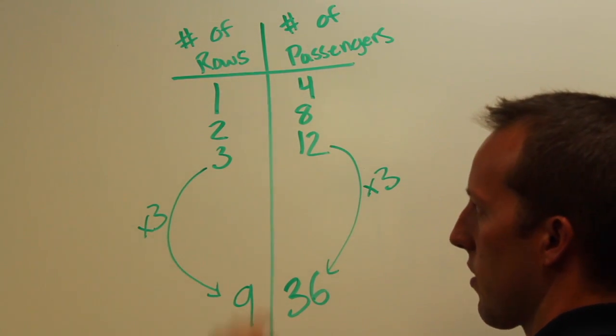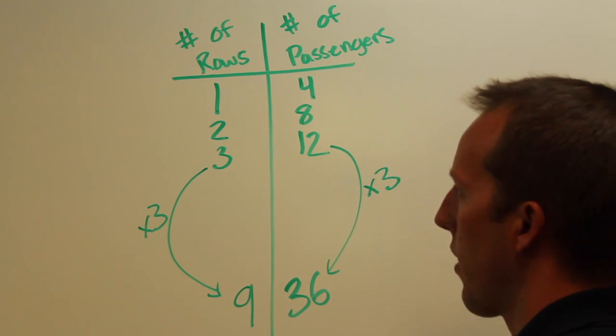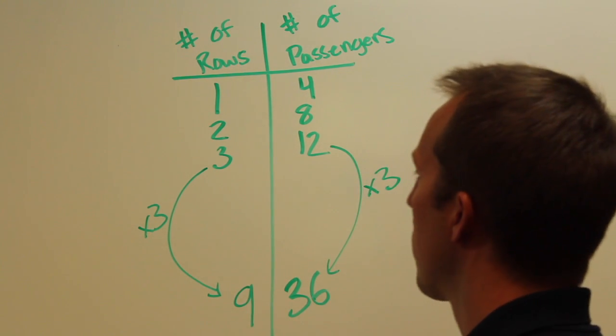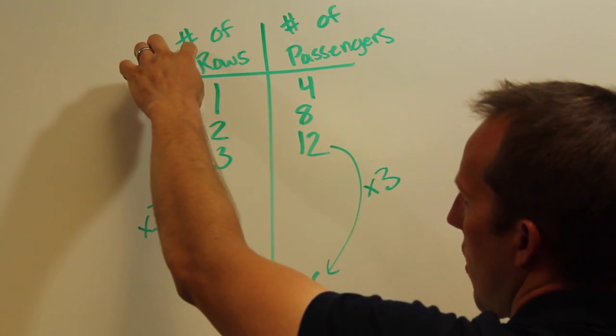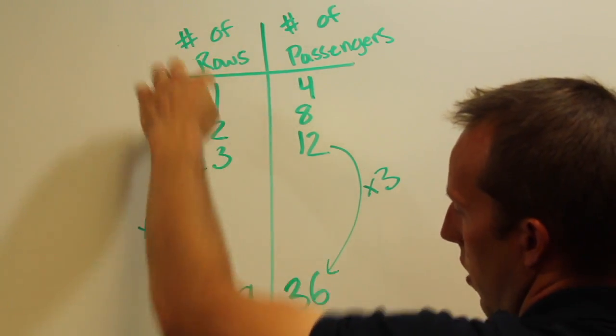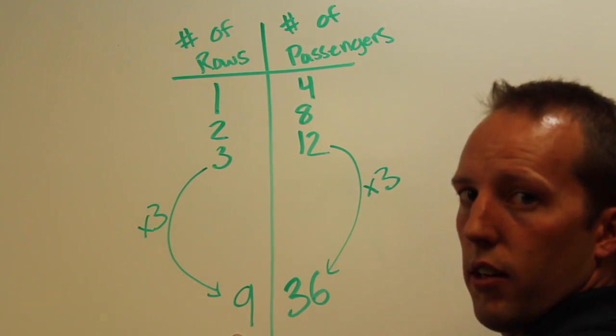And so I just skipped all those steps in between because I recognized that pattern, so I was able to jump ahead. And so now I see that, if I've got 36 passengers, then the number of rows column is going to be 9. So I know that my answer is 9.